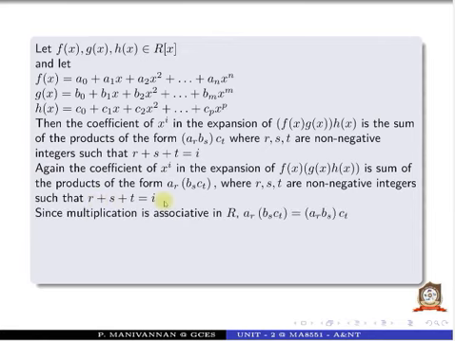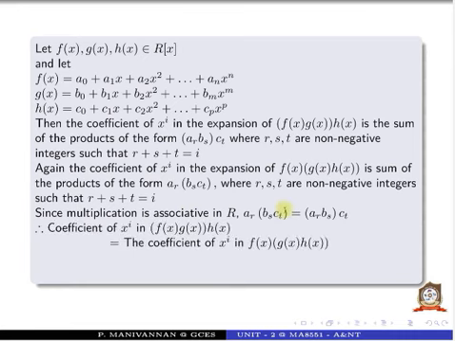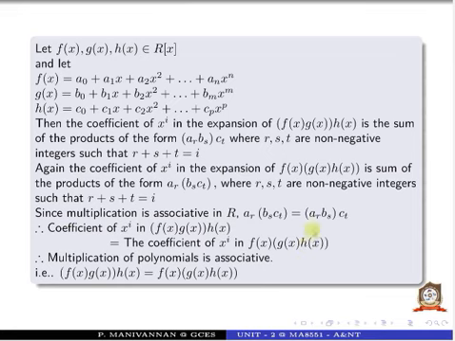So multiplication is associative in R. We have already known that under the coefficients it is associative. Therefore, the coefficient of x power i in f of x into g of x into h of x is equal to the coefficient of x power i in f of x into g of x into h of x, grouped the other way. So multiplication of polynomials is associative. This slide shows that multiplication of polynomials is associative.